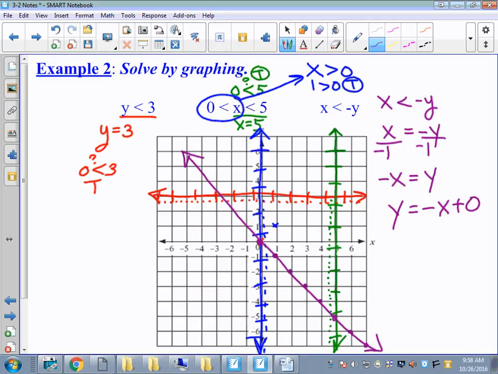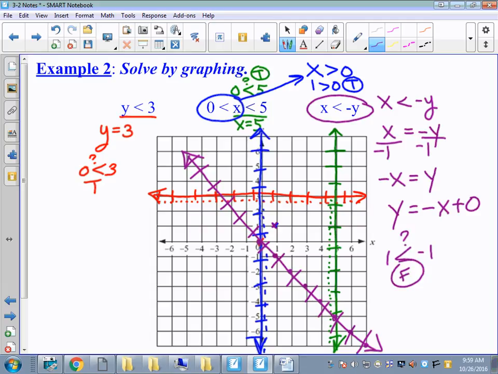Okay, we're going to break that one because it's still not equal to. So all of my lines in this particular problem were broken. And now I got to decide if I'm going to shade above that line or below that line. I can't use 0, 0 to check because it goes through 0, 0. So I'm going to use 1, 1 again. So I got to go back up to the original inequality and check 1, 1. So is 1 less than negative 1? And that's a false statement.